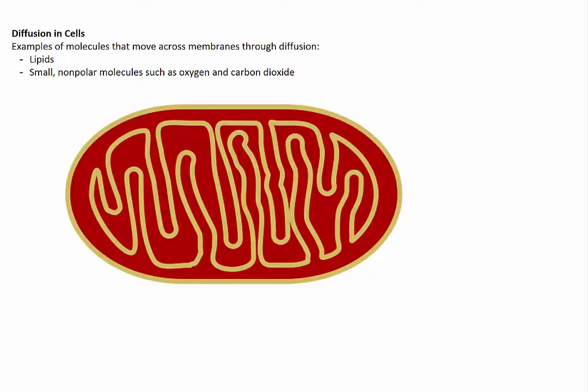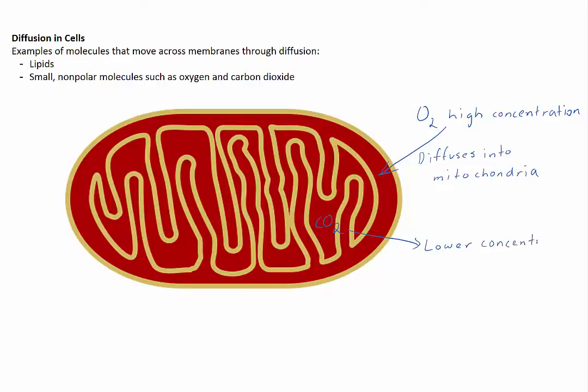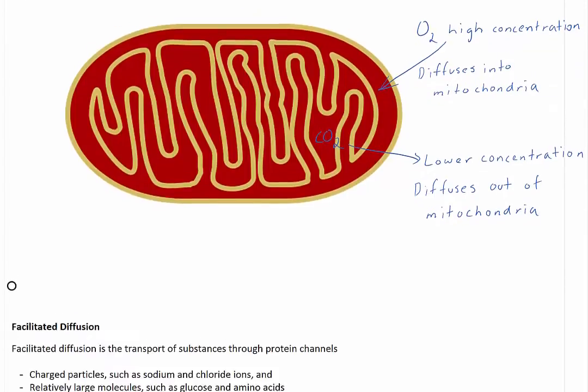For example, mitochondria consume oxygen as soon as it diffuses into the cell through the process of cellular respiration. This maintains the oxygen gradient that drives the diffusion of oxygen into the mitochondria. Respiration produces carbon dioxide, so you have a high concentration of carbon dioxide inside the mitochondria, which then diffuses out of the mitochondria because the concentration always remains higher inside the cell than outside.